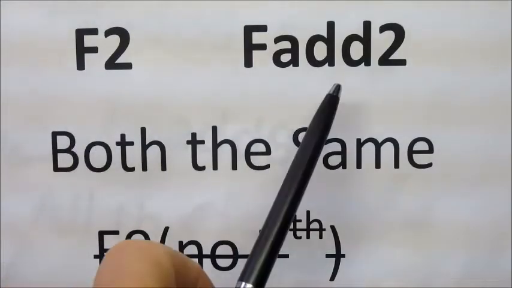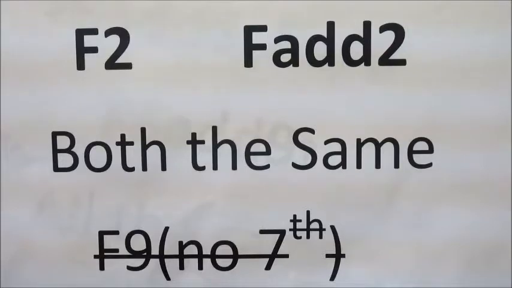F2 or F add 2. They're both the same chord. You've heard me mention that a ninth must be supported. Well, there are times when a ninth is not supported, and that's why we have the 2. The 2 meaning the second note of the scale, which is also the same note as the 9th.